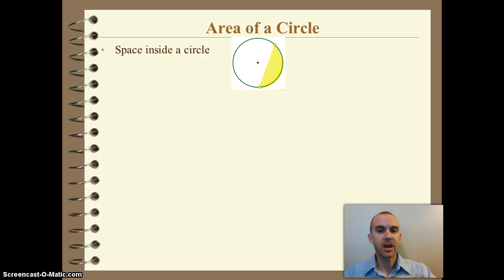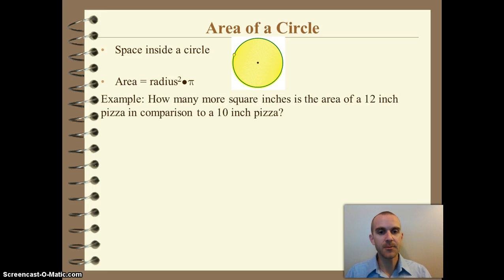Now when we talk about the area, we're talking about all the space inside. As you see, everything that was filled in yellow. To find that, we're going to take our radius, square it, and then multiply it by pi. So often you'll see in books written pi r squared. It's the same thing using the commutative property, but often we put the number before pi.